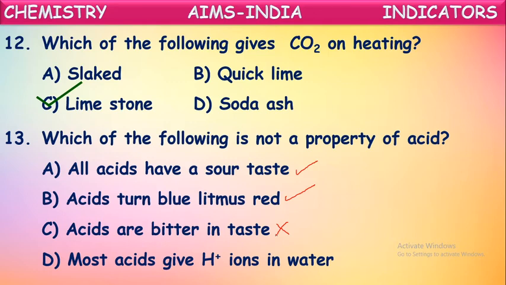Next, most of the acids give H plus ions in water. Yes, acids on ionization produce H plus ion in water. This is also correct statement. Most of the acids contain hydrogen and they liberate H plus ions on dissolving into water. So this is also correct statement. Only the wrong one is the taste of acids being bitter. It's wrong. Taste of acids is sour.